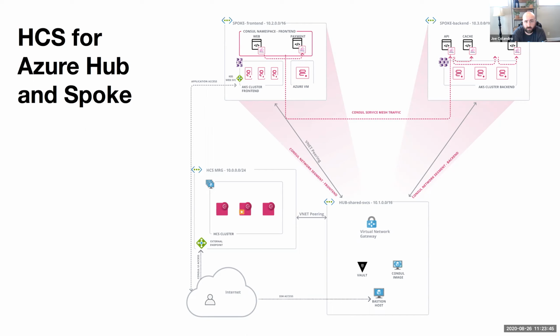I have the application deployed across two Kubernetes clusters, AKS clusters. There's one in each of those spokes, as well as the payments service specifically deployed on a virtual machine in that front end spoke VNet.